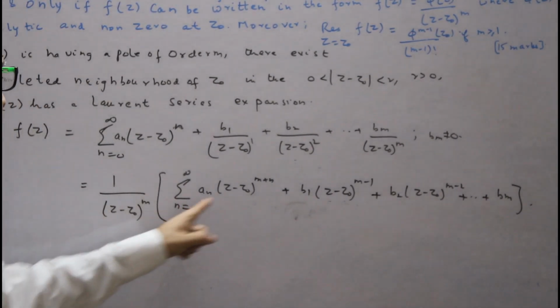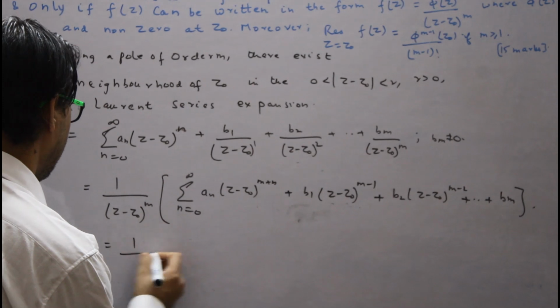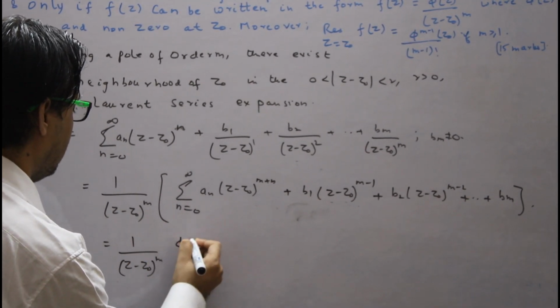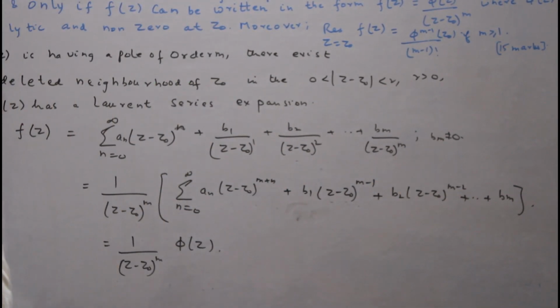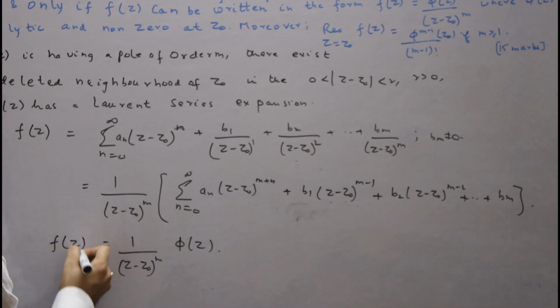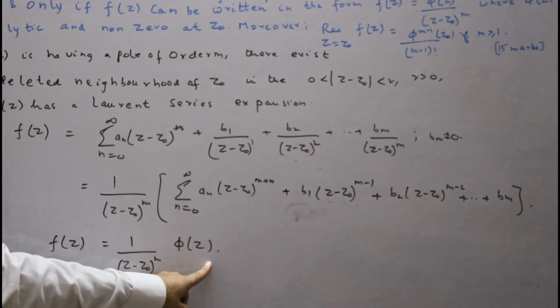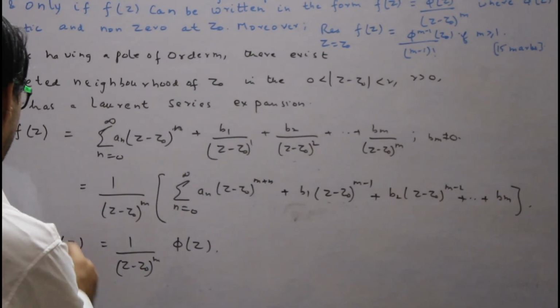So this we have been able to express in terms of a phi(z) function. So we can write this as (z - z0)^m into phi(z), the whole term that we have written. So we can write f(z) = phi(z) / (z - z0)^m. So we have proved our claim for the first part.